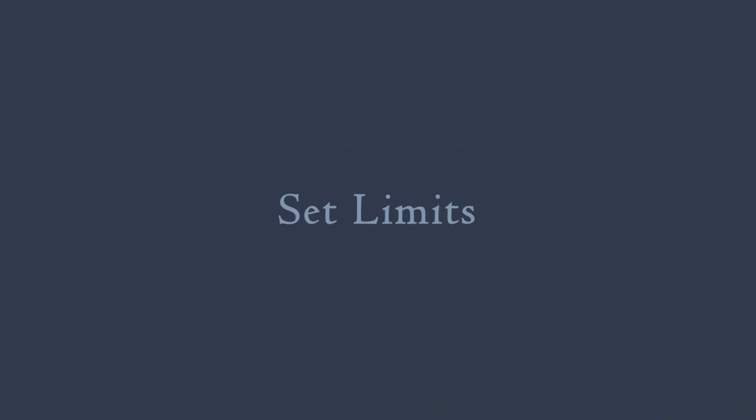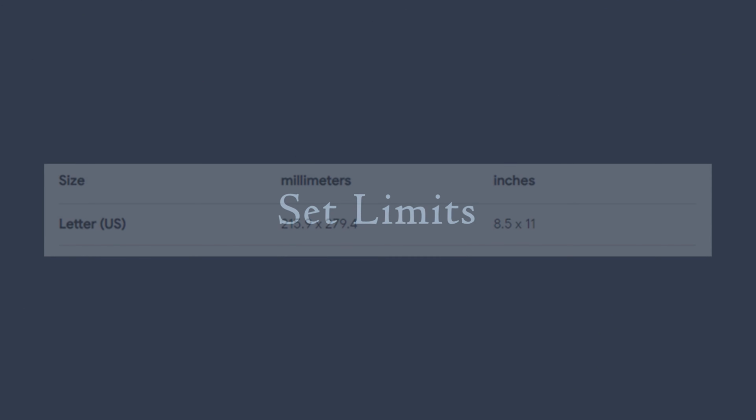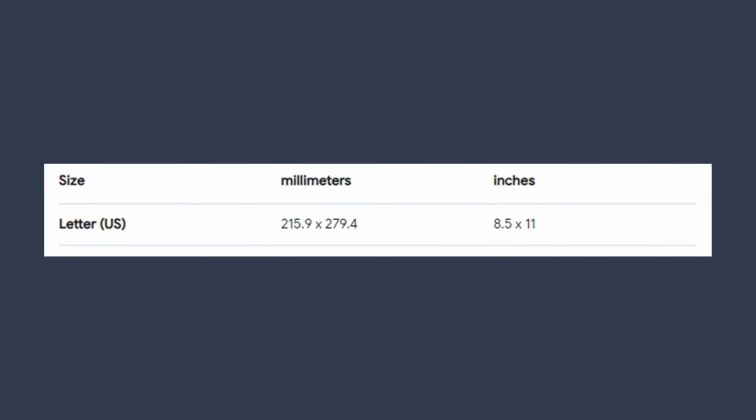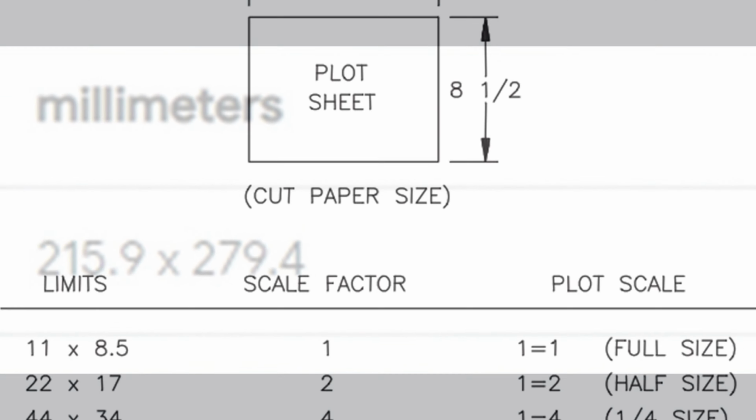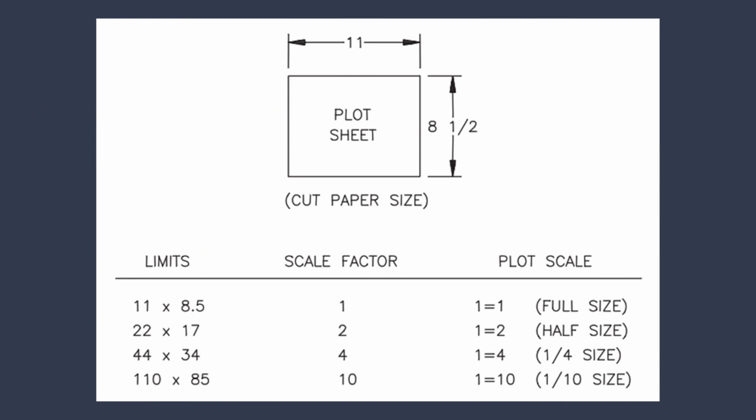Set limits. If you are planning to plot the drawing to scale, limits should be set to a proportion of the sheet size you plan to plot on. For example, if the sheet size is 11 inch by 8.5 inch, set limits to 11 by 8.5. If you want to plot full size, 1 inch equals 1, setting limits to 22 by 17, 2 times 11 by 8.5, provides 2 times the drawing area and allows plotting at half size on the 11 inch by 8.5 sheet. Simply set limits to a proportion of the paper size.